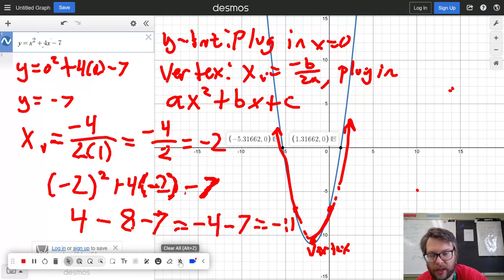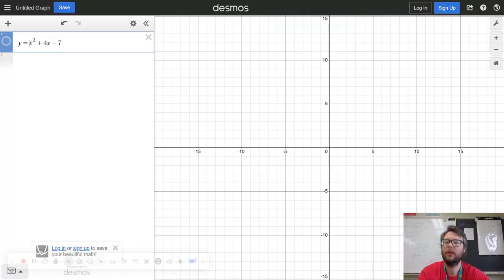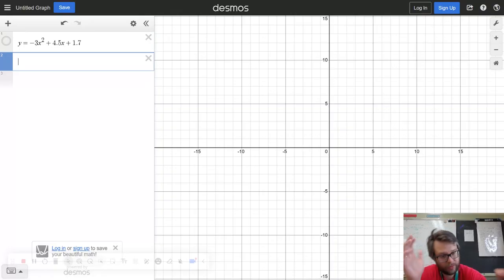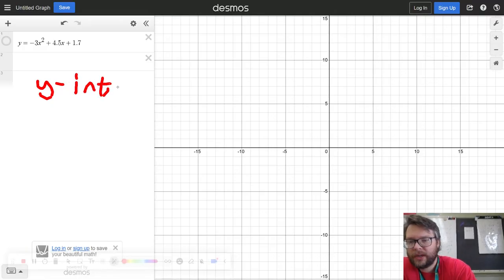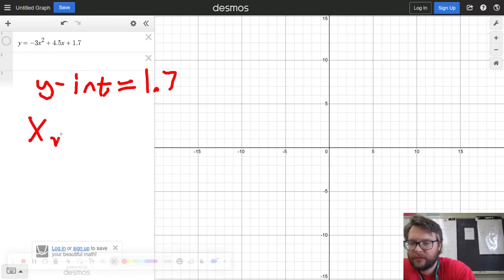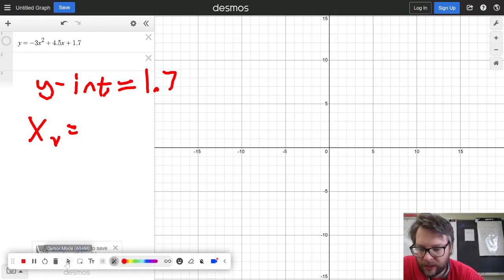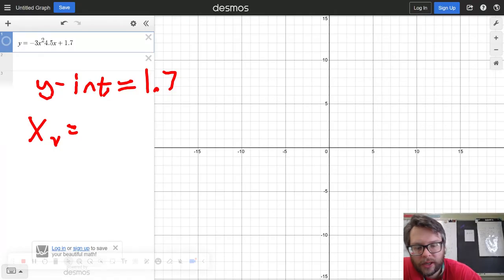All right, let's do a harder example. I'm going to put like a negative 3 here and a 4.5 here, and we'll do a plus 1.7. Why not? So again, we're just going to do y-intercept and vertex. And this time I'm going to use my calculator because I made the numbers nastier. So the y-intercept, if I plug in 0 for x, I just get 1.7 for y. The x value of the vertex is just negative b over 2a. Why don't we make that b value negative? That's a good thing to review. People always screw that up.